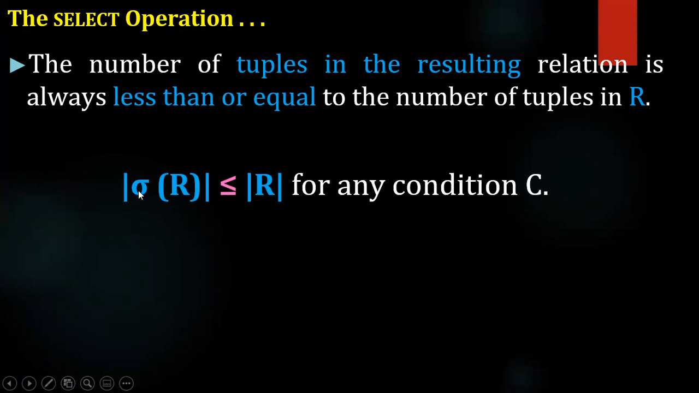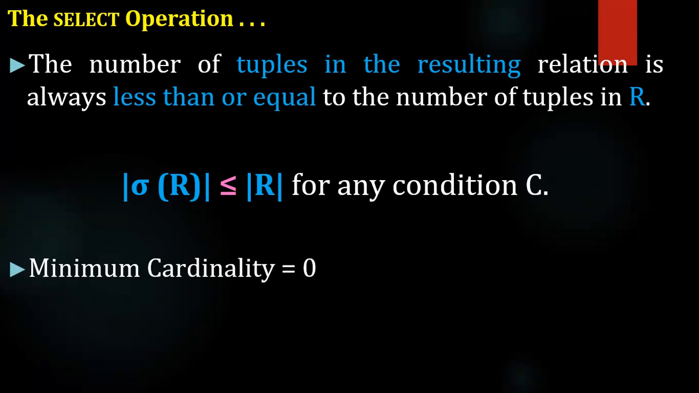Result after applying the select operation on R, the number of tuples will be less than or equal to the number of tuples in the original relation. Then next, what is the minimum number of rows it can select? It can select a minimum of 0 rows, meaning there is no row which satisfies the condition.